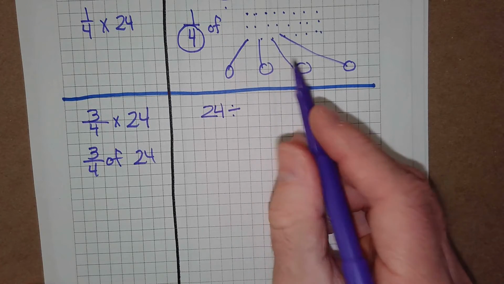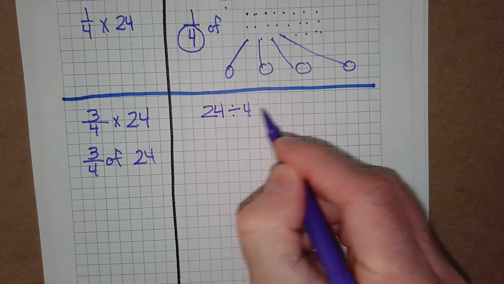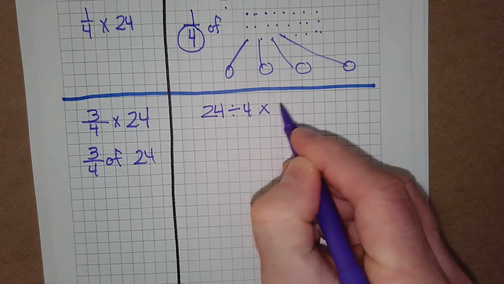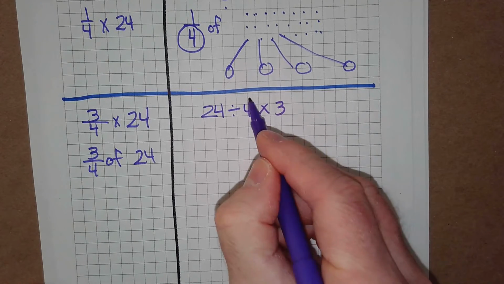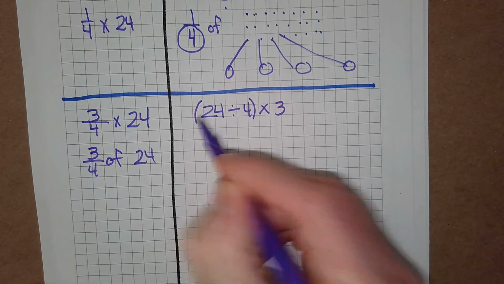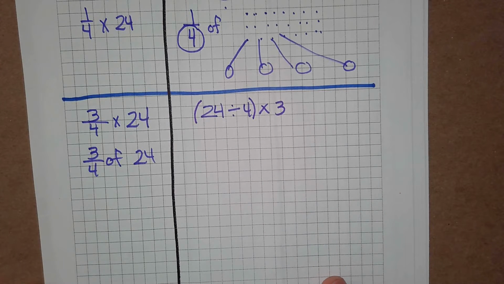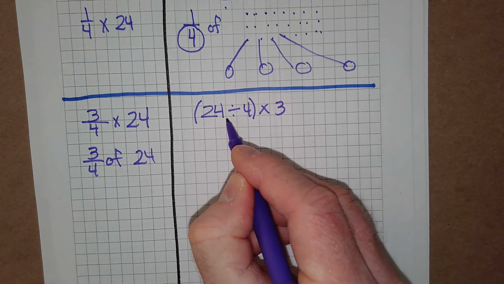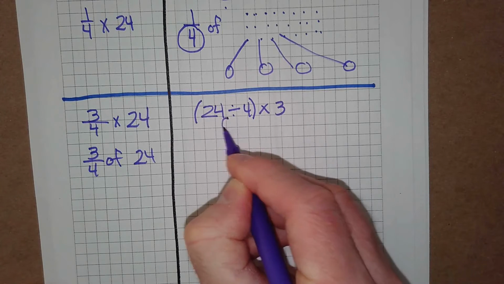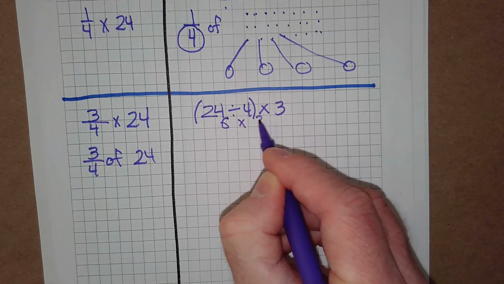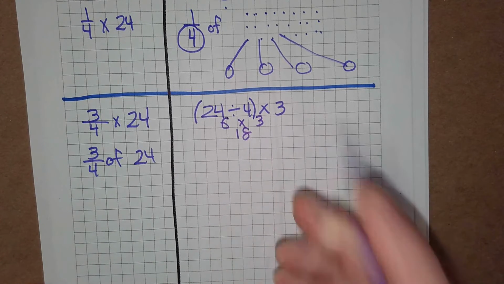But if not, everybody, our formula, whole number divided by what? Which is what? So divide by what? 4 times 3. And if you want to get fancy, put some parentheses in there, because that's what you're going to do first. Whole number divided by denominator equals 6. And then we have 6 times 3, which equals 18.